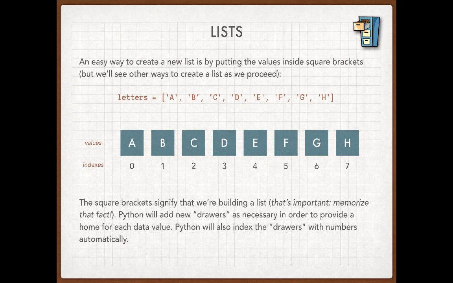So the square brackets are the way that we signify to Python that we're making a list. And that's really, really important. By the third video, I'm going to show you all of the different kinds of brackets, and you're just simply going to have to memorize them. So for now, write this down on a Post-it note. Square brackets mean a list, and then just stick that on your forehead for a while. So again, square brackets mean a list. The individual elements, Python will build a drawer for them. Python will number them automatically, and those numbers always start at 0.